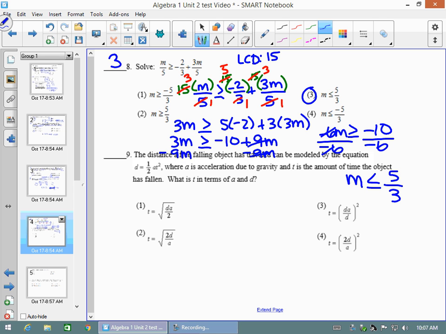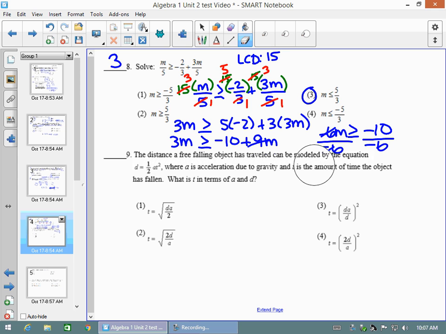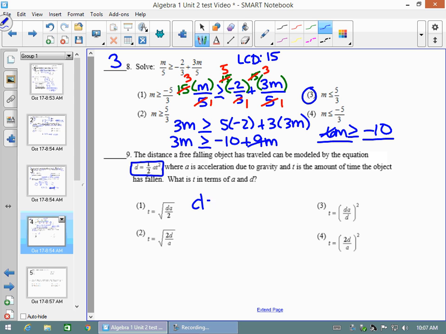Okay, I'm just going to erase a little bit here so we can move on now to question 9. Okay, so for question 9, it tells me that the distance a free-falling object has traveled is being modeled by this equation. Okay, so I'm just going to rewrite that a little bit bigger. D is equal to 1/2 a times t squared. They tell me a is acceleration due to gravity. T is the amount of time the object has fallen. And I'm asked to solve for t in terms of a and d.